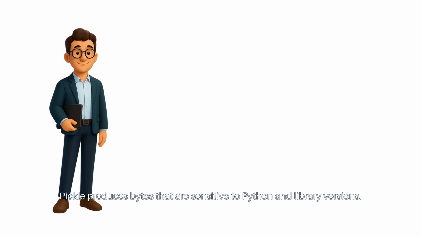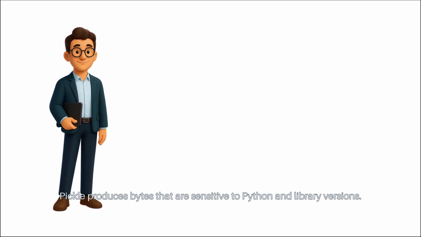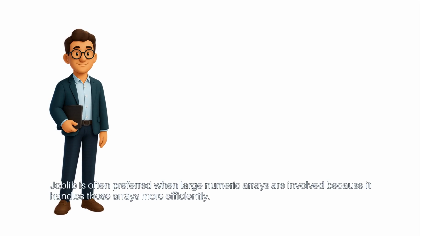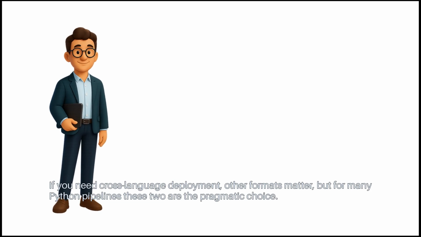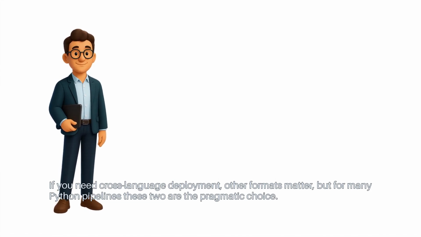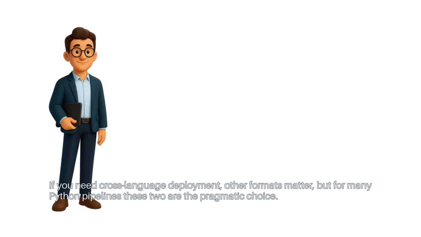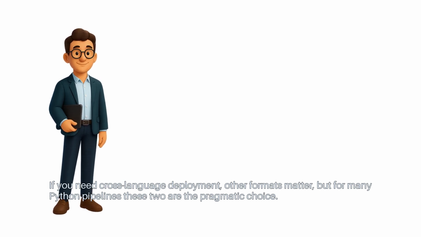Pickle produces bytes that are sensitive to Python and library versions. Joblib is often preferred when large numeric arrays are involved because it handles those arrays more efficiently. If you need cross-language deployment, other formats matter, but for many Python pipelines, these two are the pragmatic choice.